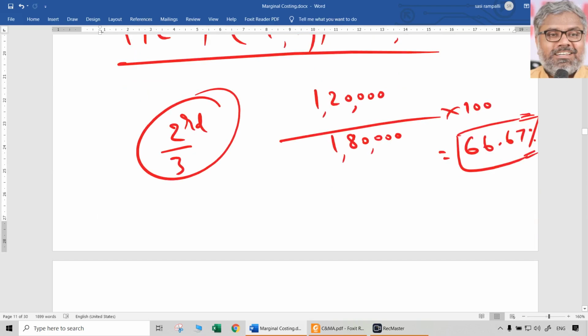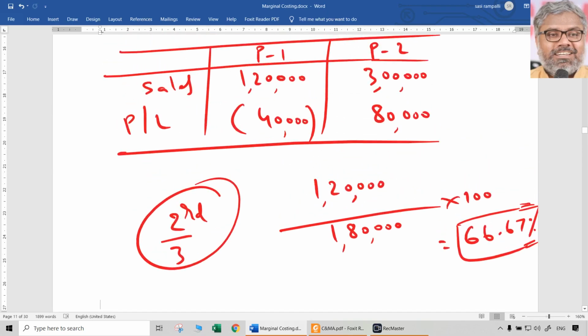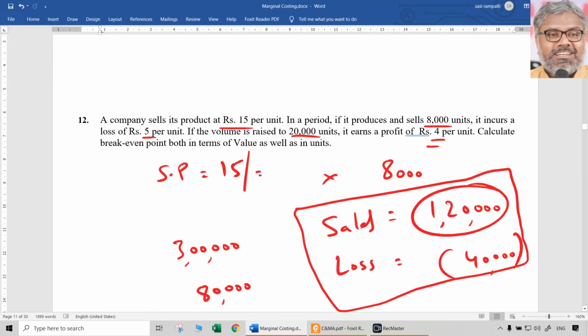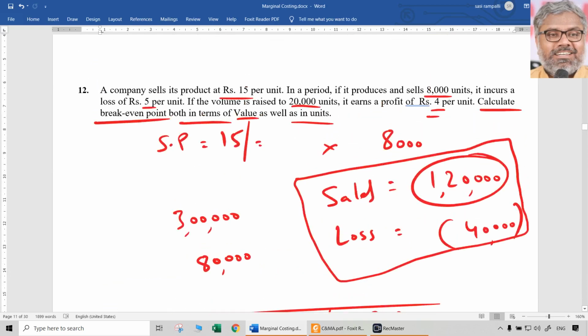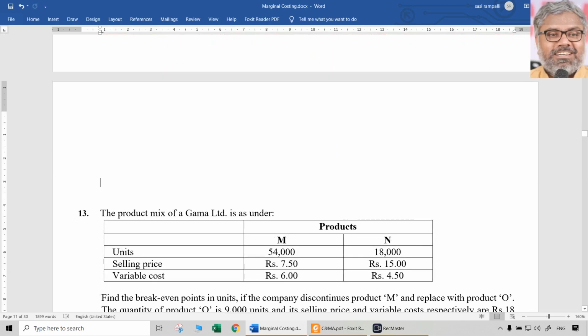So if the selling price is 100 rupees, contribution is going to be 66.67 rupees, or 2/3 of it. That is the information that is given in the question. But what is asked here? Calculate break-even point both in terms of value and in units also. So when you want break-even point, you need fixed cost first, and then you need PV ratio, which you have, and you need contribution per unit, which we can find out.